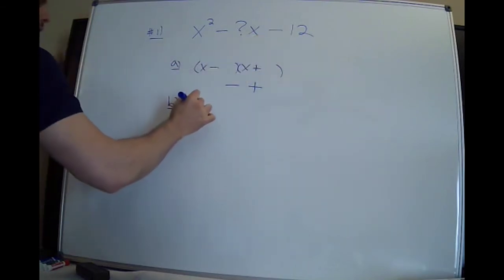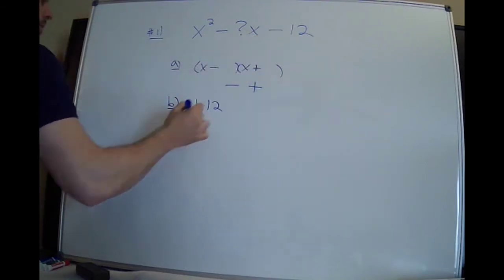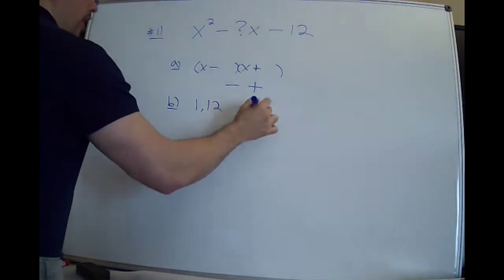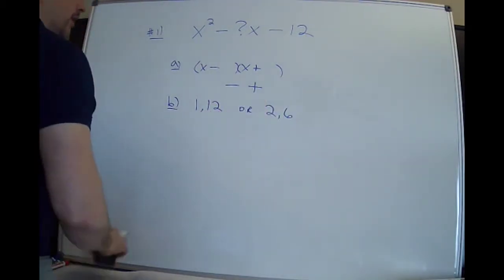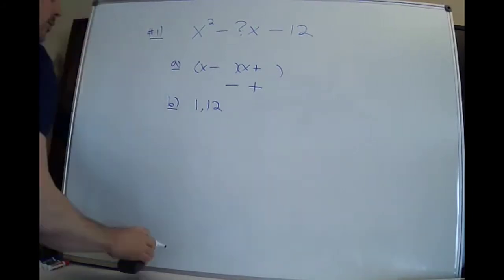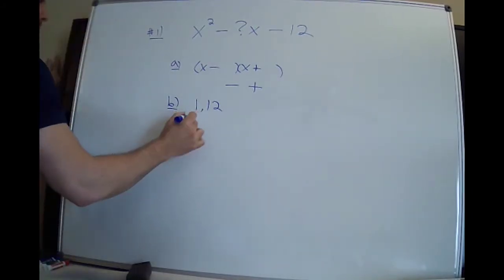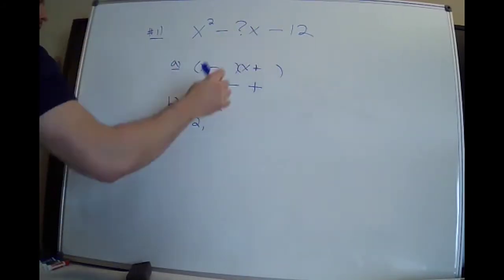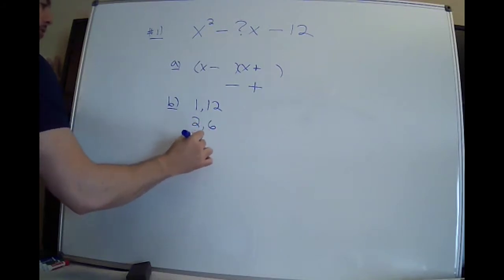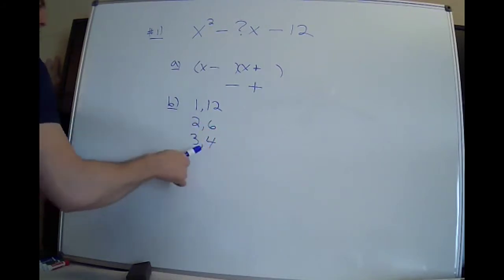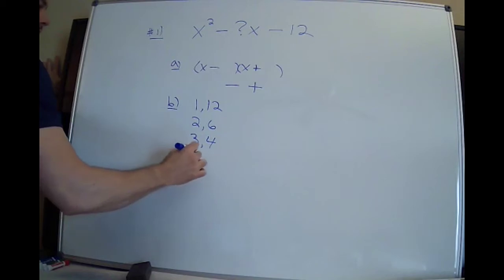Now, part B says, list all the pairs of numbers that you could possibly use to make the 12. So, well, obviously 1 and 12, right? Or you could pick 2 and 6. You should do these in order. And, you know, if you want, let's do it the way I taught you. So start with 1 and then go to 2. 12 divided by 2 is 6. Is 12 divisible by 3? Absolutely. 3 and 4.